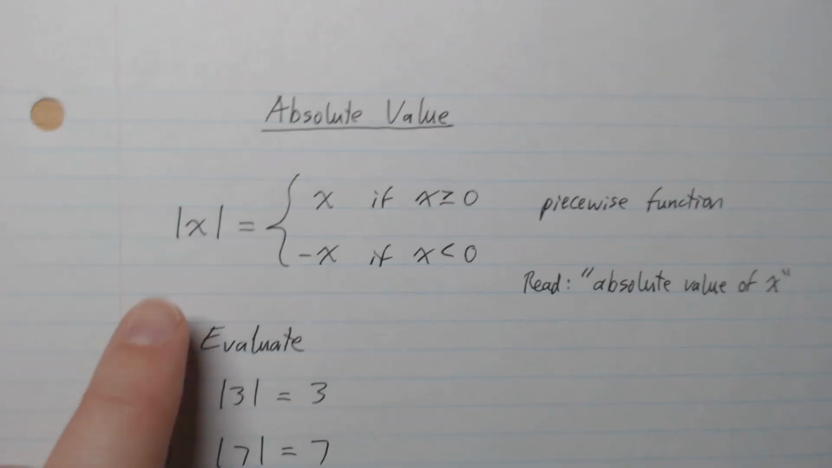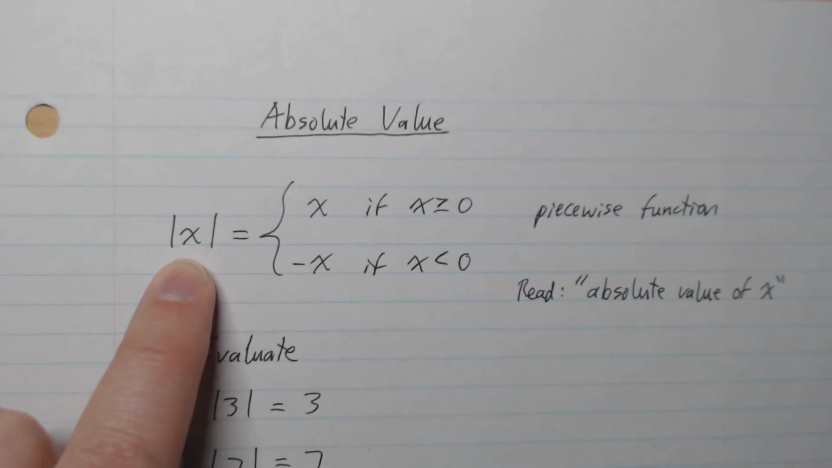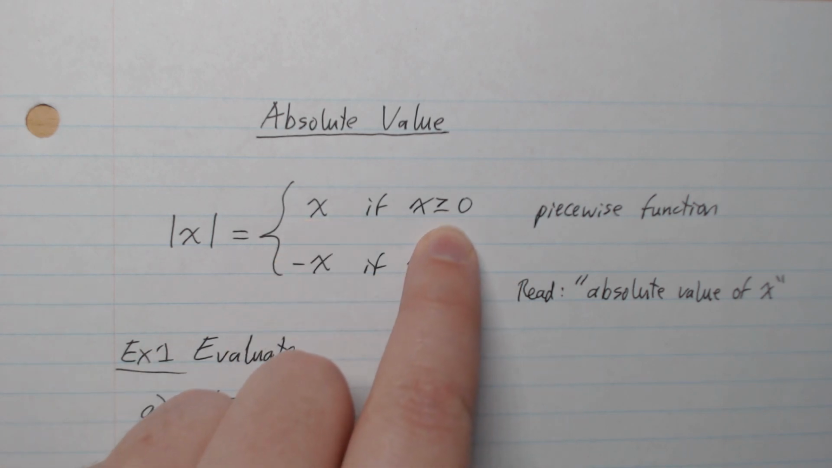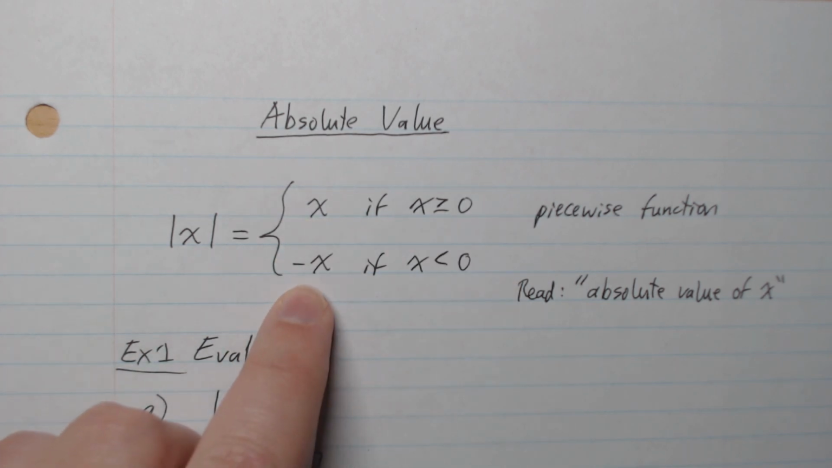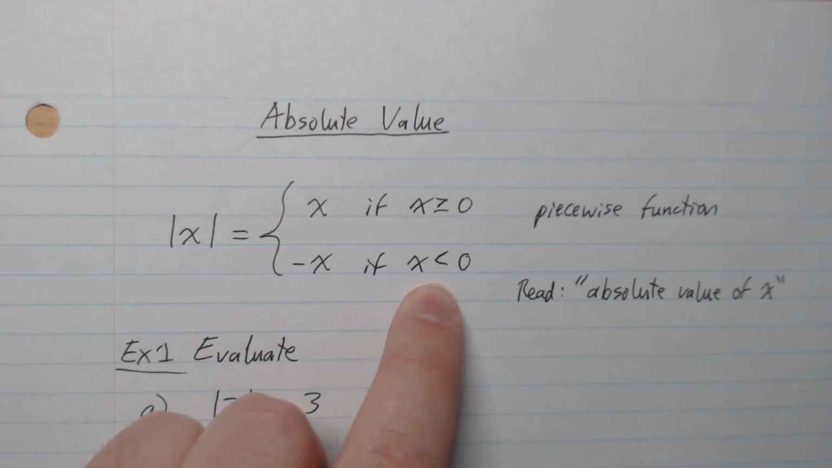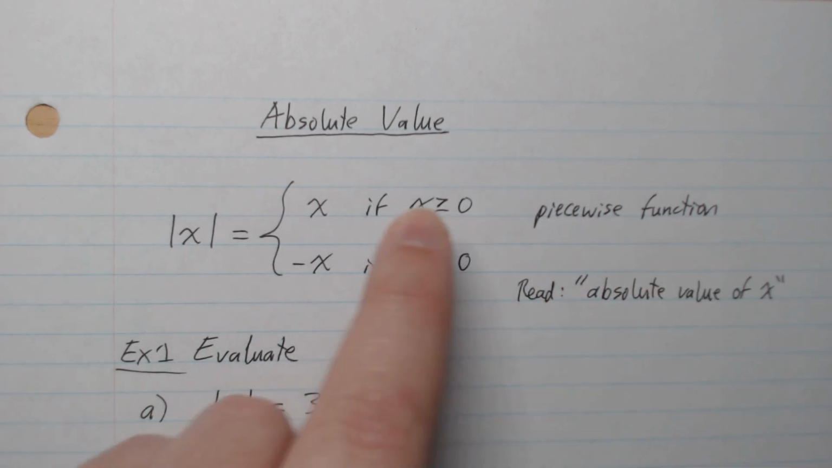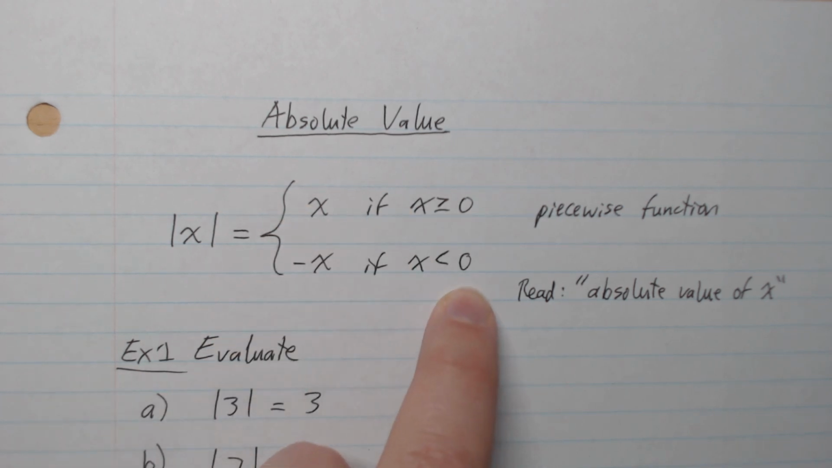And so here we have absolute value of x, that's how we say it. And it is x if x is greater or equal to 0, or it is negative x if x is less than 0. And we call this a piecewise function. For this domain, follow this rule, and for this domain, follow that rule. So different pieces, so piecewise function.